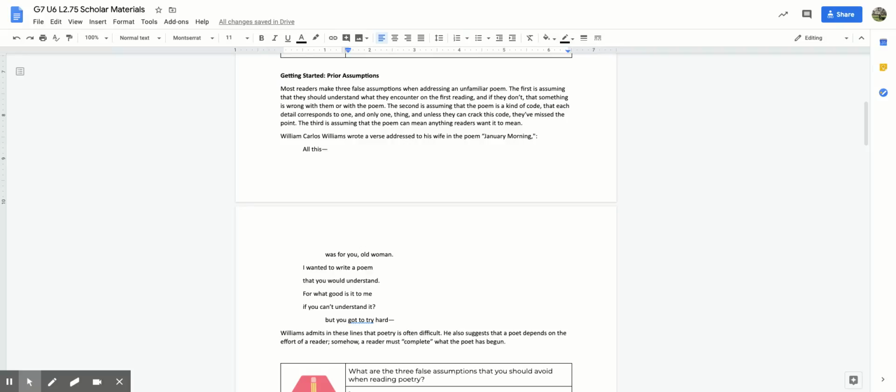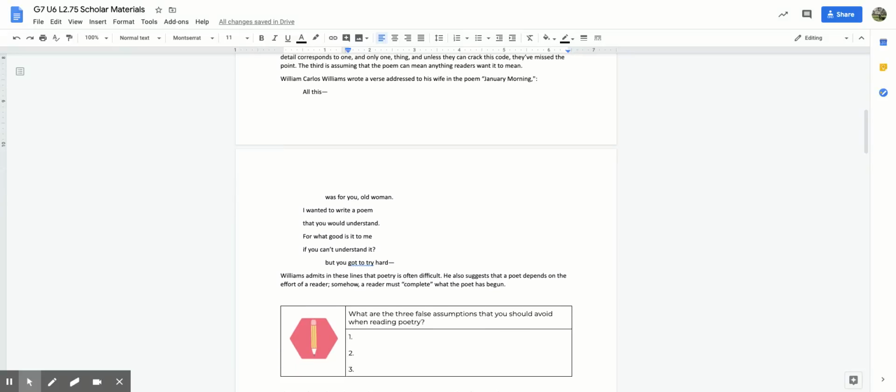William admits in these lines of poetry is often difficult. He also suggests that a poet depends on the effort of a reader. Somehow a reader must complete what the poet has begun.